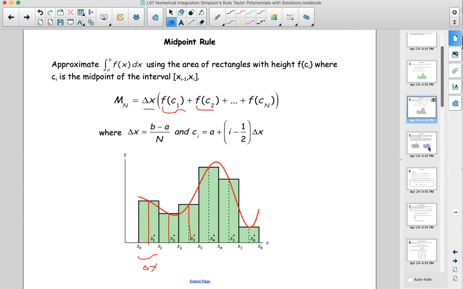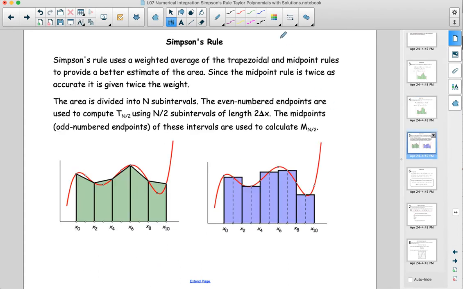So what we're going to see now in math is that Simpson's rule is using a weighted average of the trapezoid, which is why I reviewed that one, and a weighted average of the rectangle based on the midpoint. Since the midpoint rule is twice as accurate, it's given twice the weight. So in our weights, we'll do 1/3 trapezoid, 2/3 midpoint. And we are dividing into n subintervals. And for the trapezoid rule, we're using the even endpoints, right? So this height should appear once, this one twice, twice, twice, twice. The last one will appear only once.